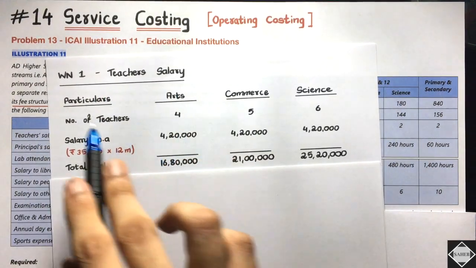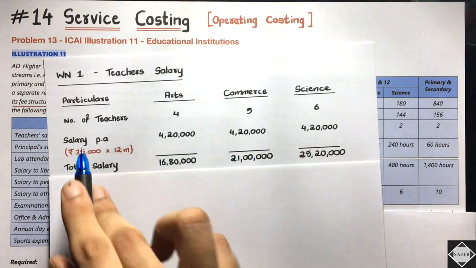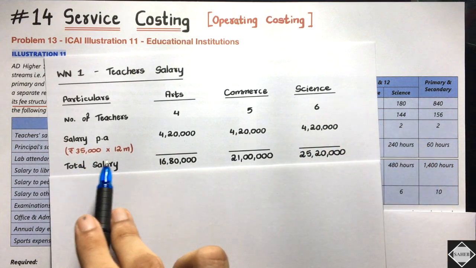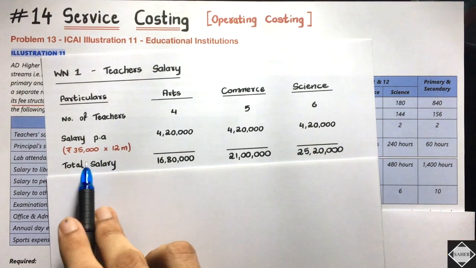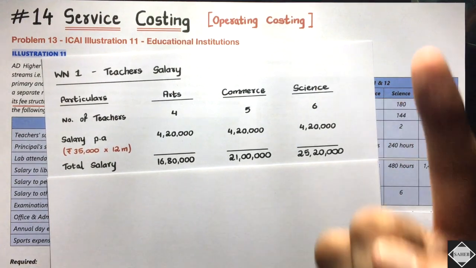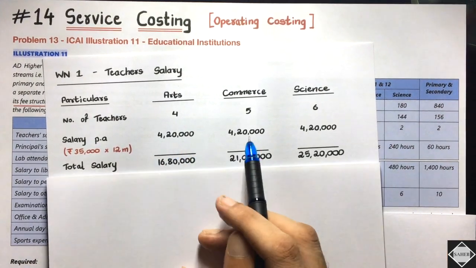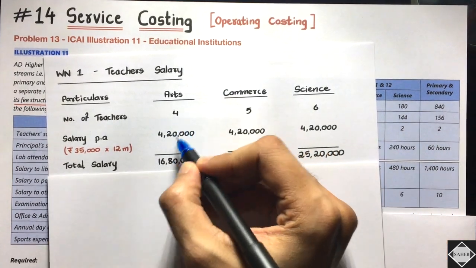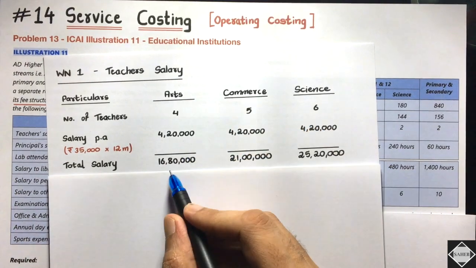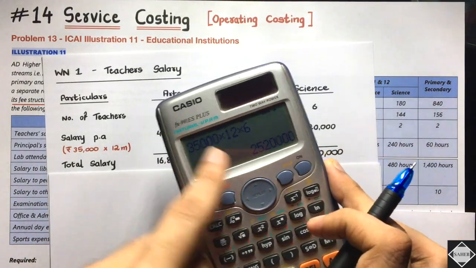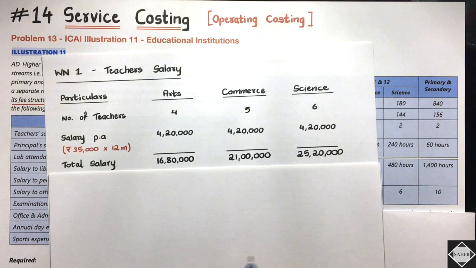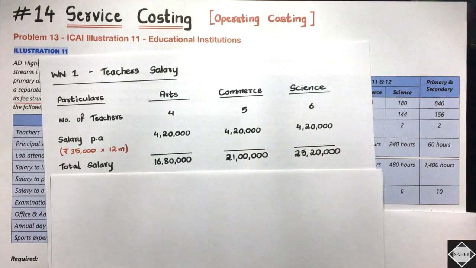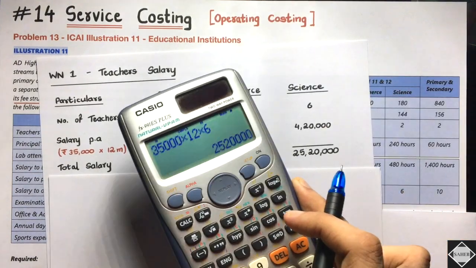See, teacher salary, particulars: arts, commerce, science. Number of teachers, you already know, 4, 5, 6. Salary per annum is 35,000 into 12 months. Per teacher, I'm talking about, 4,20,000, 4,20,000, 4,20,000. For every teacher the same salary per year. If you multiply these two, 4 into 4,20,000, that's 16,80,000. Here 5 into 4,20,000, that's 21 lakh. 6 into 4,20,000, that's 25,20,000. This is what will be done.